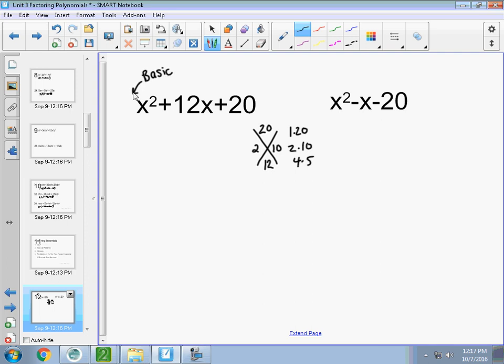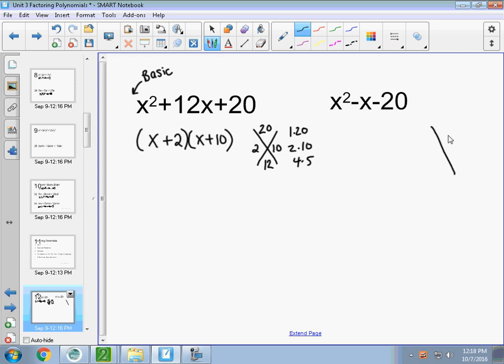Whenever this is a basic trinomial to factor, meaning that I have 1x squared here, I can take these two answers and simply write them down as my factors. X with a plus or positive 2 and x with a plus or positive 10. Now my two factors are here. If I FOIL this out, it gives me the answer x squared plus 12x plus 20.